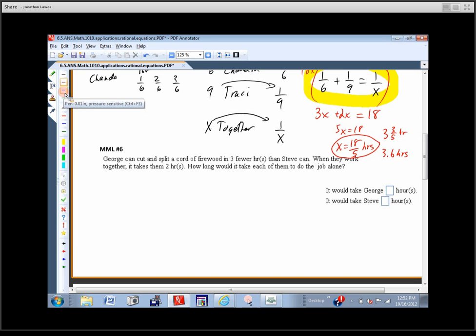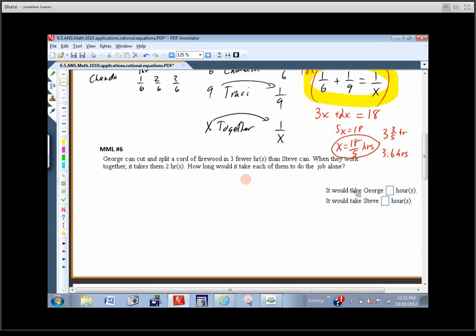That's right. You're lucky. A cord of wood is a stack of wood that's 4 feet wide, 4 feet tall, and 8 feet deep. So it would be a stack of wood roughly the size of this desk up here. That's what a cord is. Okay? It's a measurement for volume. When they work together, it takes them 2 hours. How long would it take each of them to do the job alone?